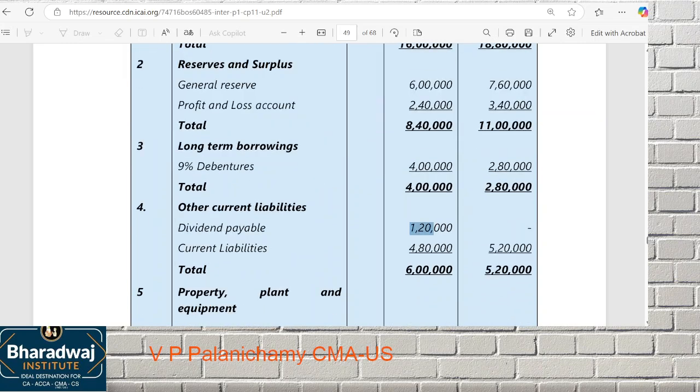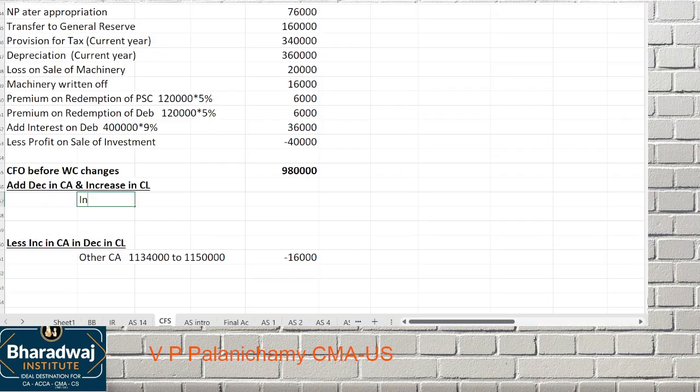Dividend payable paid. Opening balance 1 lakh 20, closing balance 0. That will be taken in which activity? Financing activity. So increase in current liability from 4 lakh 80 to 5 lakh 20 we will add. Increase in current liability, how much? 40,000.